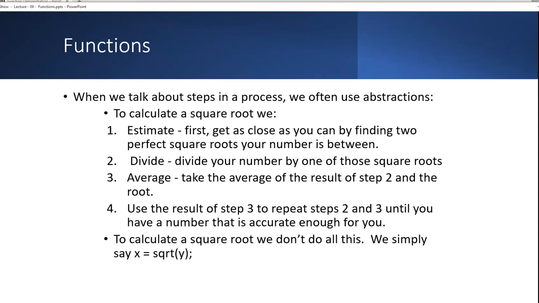When we talk about steps in a process, we often use abstractions. To calculate a square root, for example, we estimate. First, get as close as you can by finding two perfect square roots that your number's in between. Then we divide your number by one of these square roots, and then we take the average of the result of step 2 and the root, and then use the result of step 3 to repeat steps 2 and 3 until you have a number that is accurate enough for you.